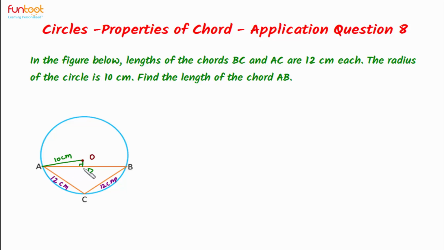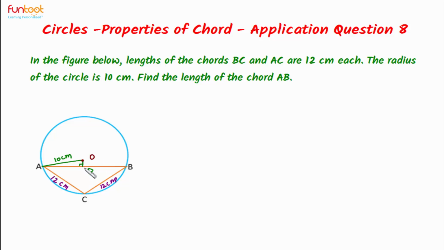So to find AD, let's think of applying Pythagoras theorem in right triangle OAD. But in this right triangle, we do not know OD and AD. Let us think of some way of finding OD and AD and applying the Pythagoras theorem. Let us see if we can find another right angle triangle here where we can apply the Pythagoras theorem.